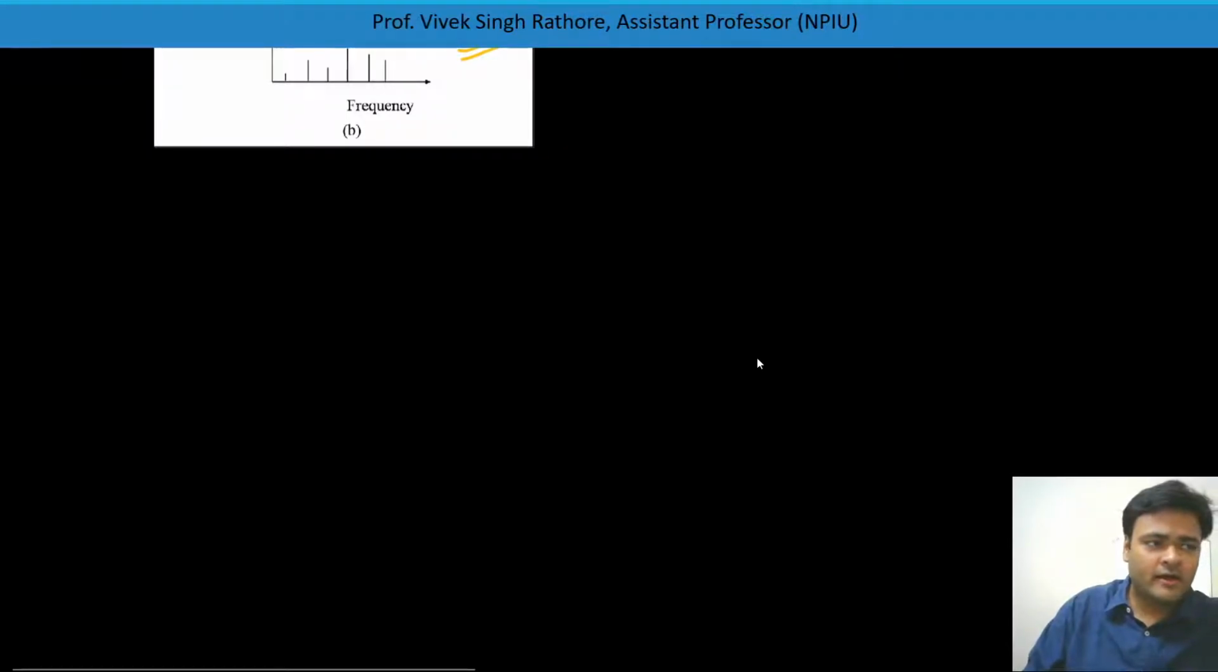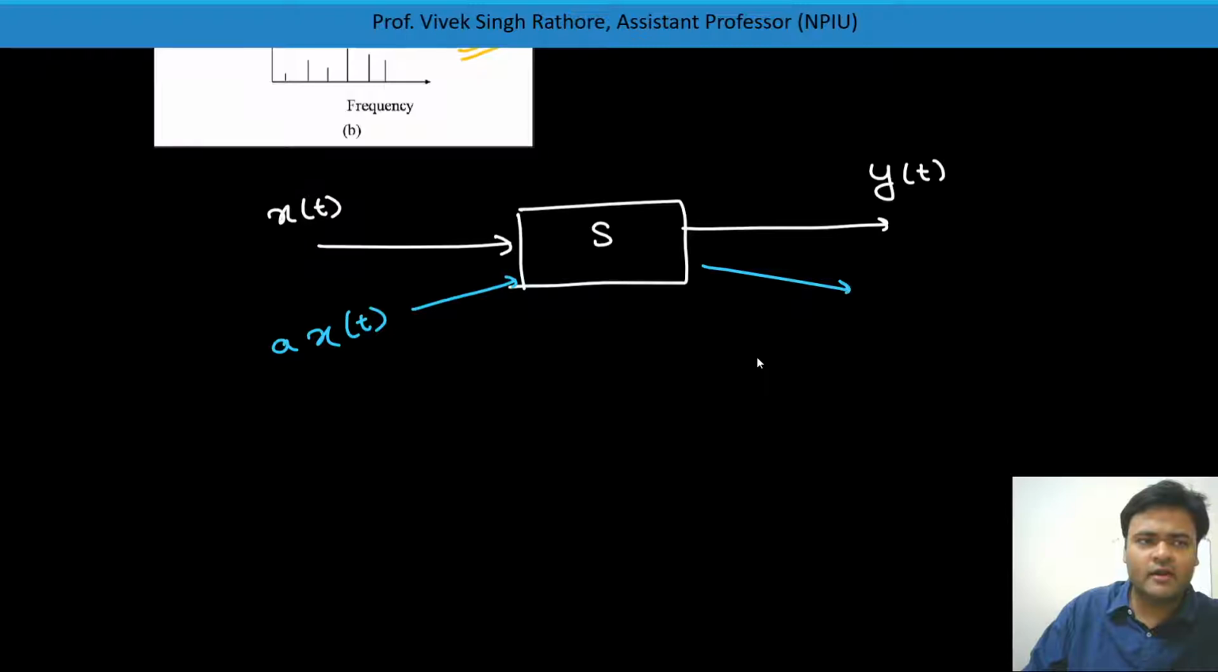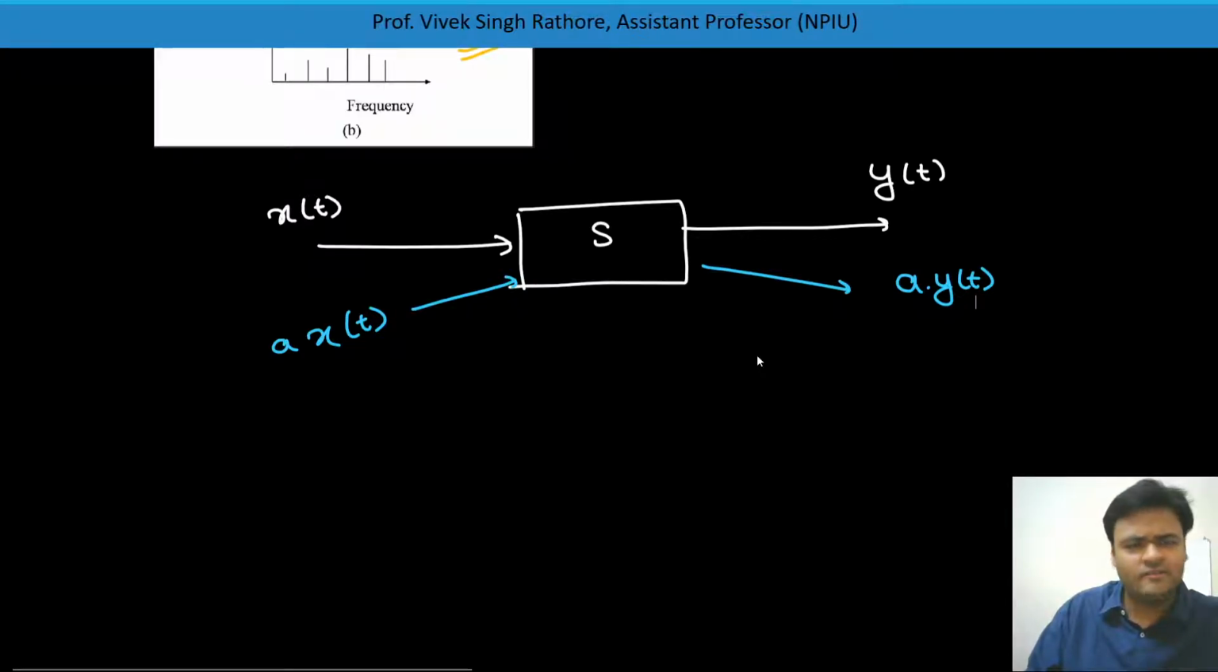See, one system is there, and if we are giving input as x(t) and we are getting output as y(t) for this type of system, and for the same system we are giving input as a times x(t), and if we are getting output as a times y(t), for the same system, if we are giving input as x(t), we are getting y(t).